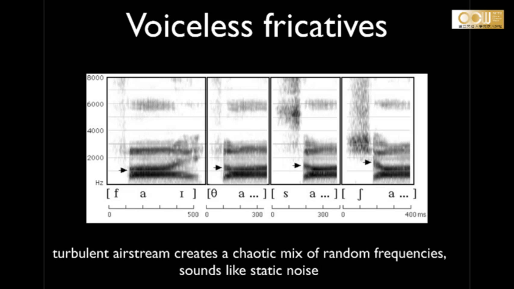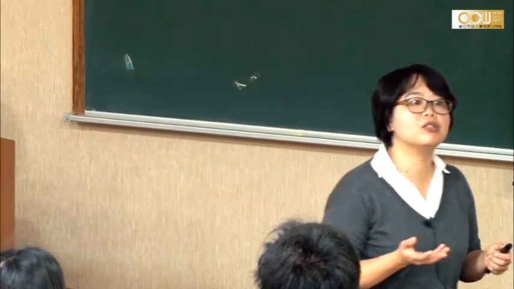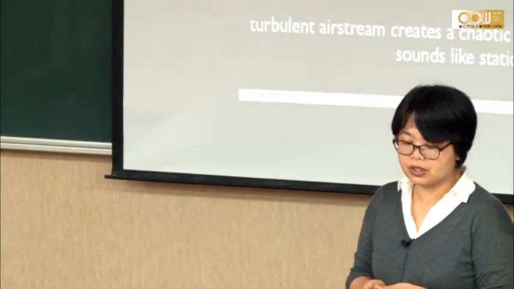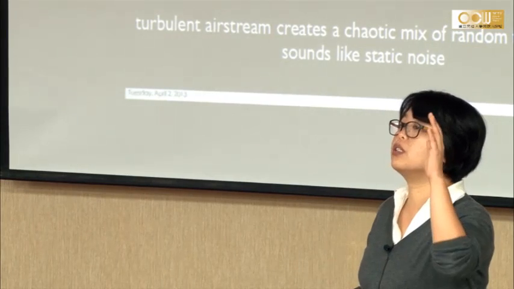When you have a voiceless fricative, it has a turbulent airstream creating a chaotic mix of random frequencies, which sounds like static noise. So on a spectrogram, you see noise like this for fricatives. And s and sh just have frequency energy at different ranges. S has stronger intensity in the higher frequency region compared to sh. That's why, when I pronounced these two segments to you last time and asked you which one sounds higher, s just feels higher. This is a quick review. You can do s and sh.